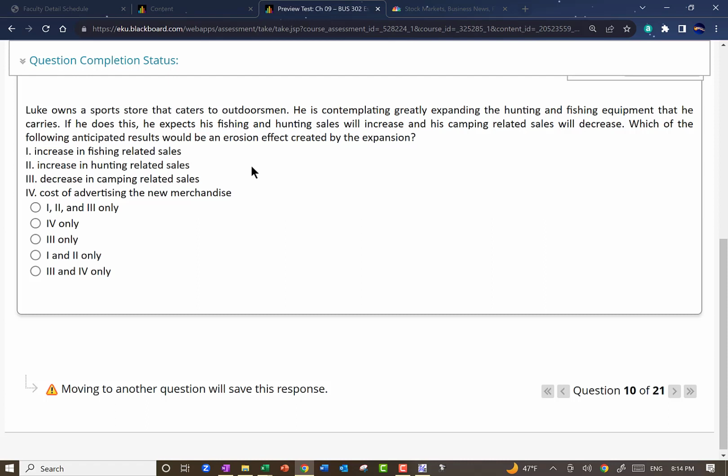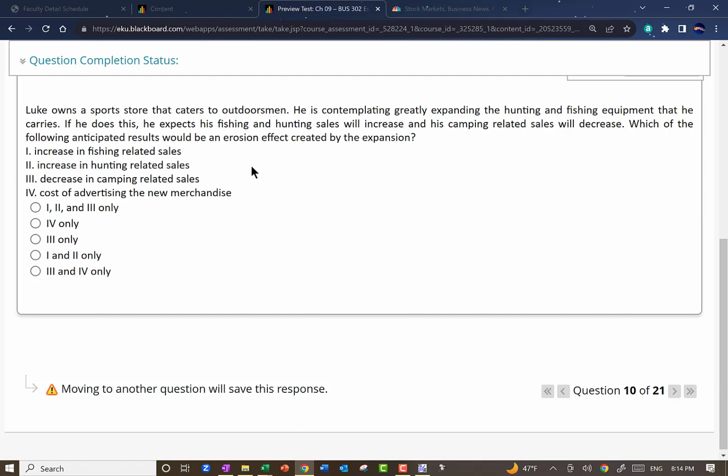Luke owns a sports store that caters to outdoorsmen. He's contemplating greatly expanding the hunting and fishing equipment that he carries. If he does this, he expects his fishing and hunting sales will increase and his camping-related sales will decrease. Which of the following anticipated results would be an erosion effect? Erosion means negative side effect.